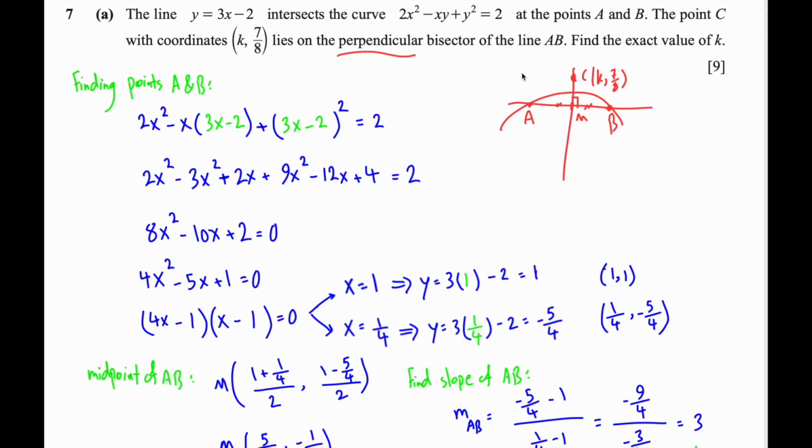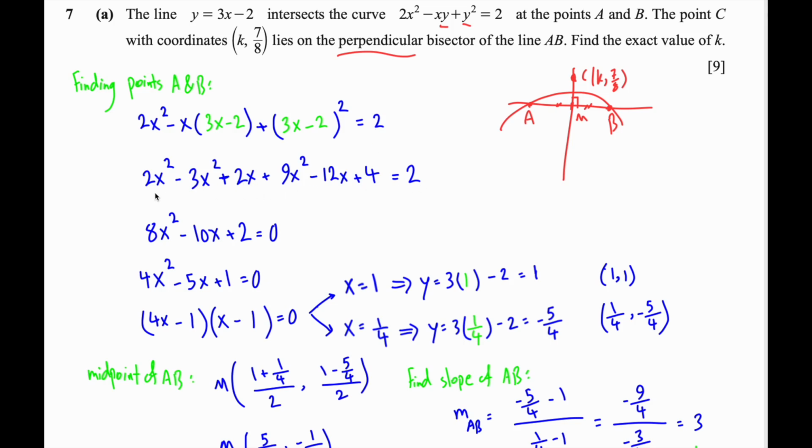I'm just going to go ahead and start by finding the points A and B themselves. All I have to do is make a substitution here and replace all the y's with 3x minus 2, and this is what I get. So I just expand the brackets. Over here I get negative 3x squared plus 2x. Here I get 9x squared minus double their product, which is negative 12x, plus this guy squared, which is 4. It has to be equal to 2.